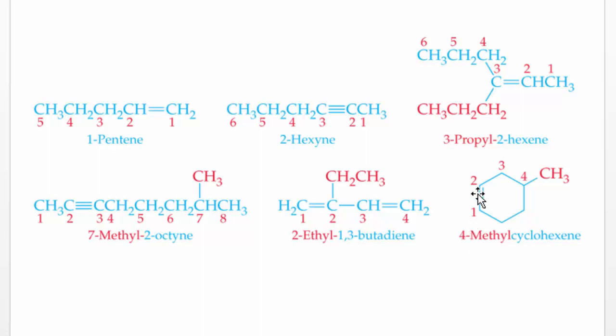We do not give a number for the double bond as we did here, because in cyclohexene the double bond is always 1, whether the double bond is here or here, it always takes number 1. So we put the position, the number of the substituents, for methylcyclohexene.